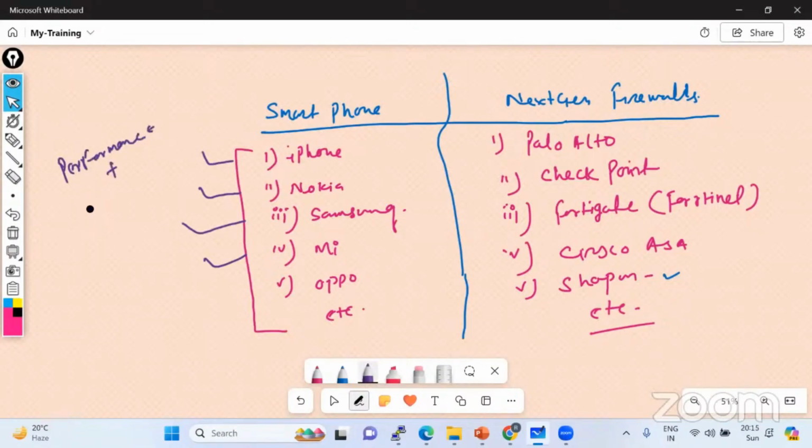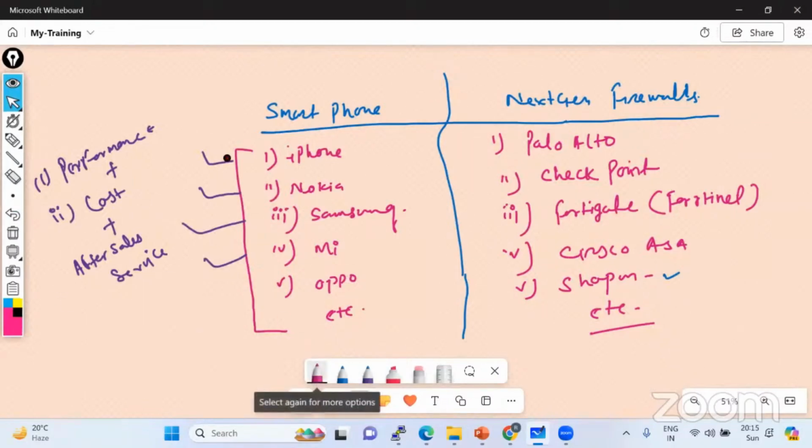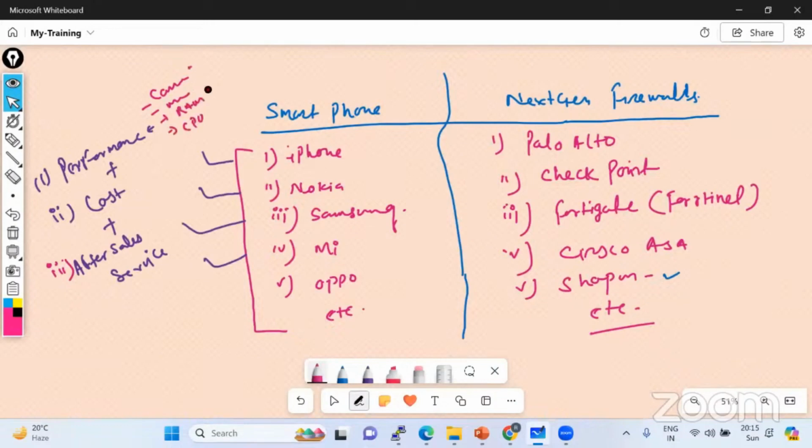Plus, the major important thing is the cost. Plus, after sales service, right? These three things are going to play a very vital role for you. Trust me, whenever you go and purchase a mobile phone, you always check the performance of this phone. In terms of performance, you are going to check the camera, the memory, the RAM, and the CPU. These are all key things.